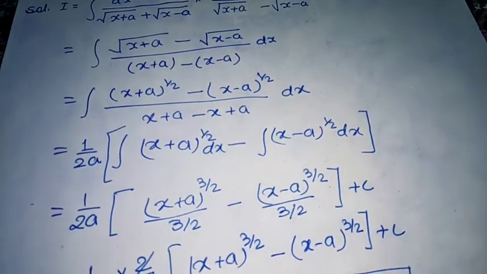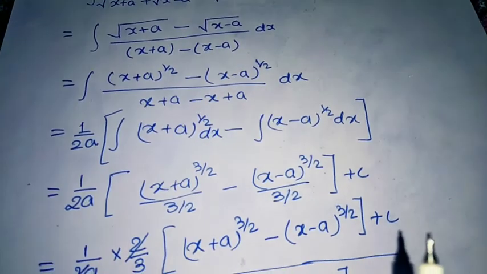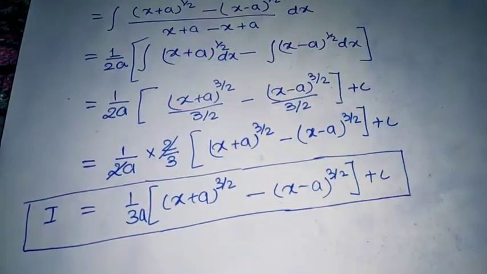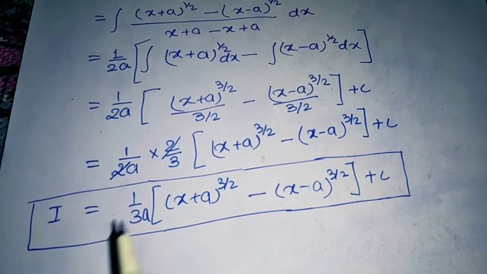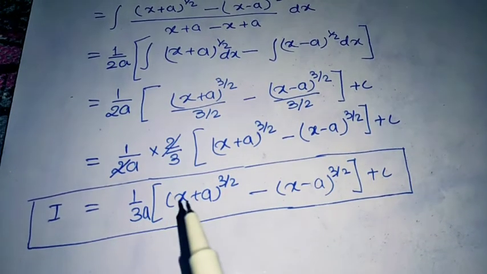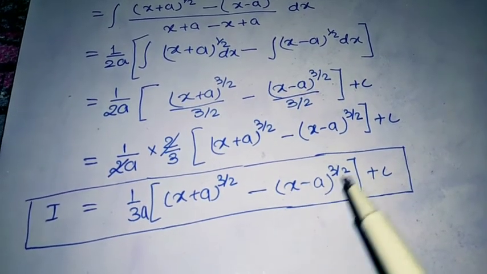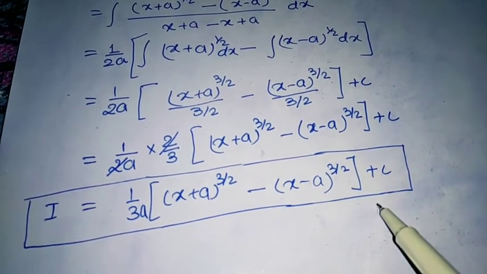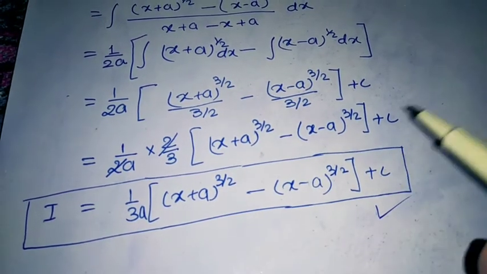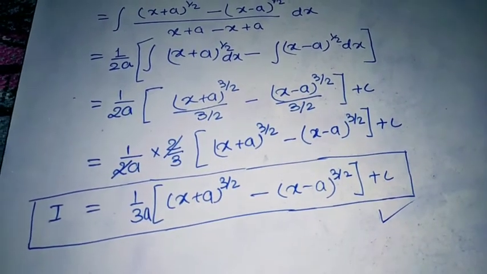I have solved this question, so this will be the answer. I is equal to 1 upon 3a into (x plus a) whole raised to the power 3 upon 2 minus (x minus a) whole raised to the power 3 upon 2 plus c. This will be the answer, so you can solve it by yourself.